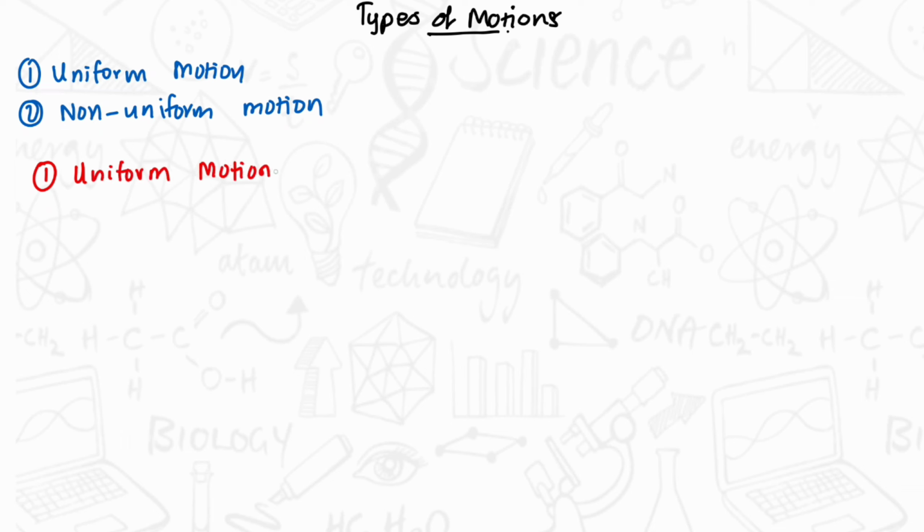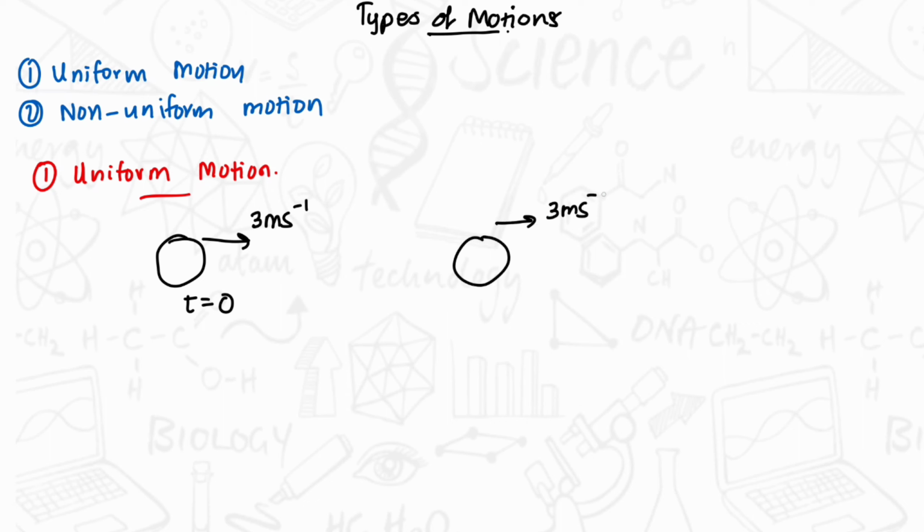What is uniform motion? If the object travels with a constant velocity, it is referred to as a uniform motion. For an example, let's say there is an object. It travels with 3 meters per second when time is equal to 0, and then after 10 seconds it still travels with a velocity of 3 meters per second.